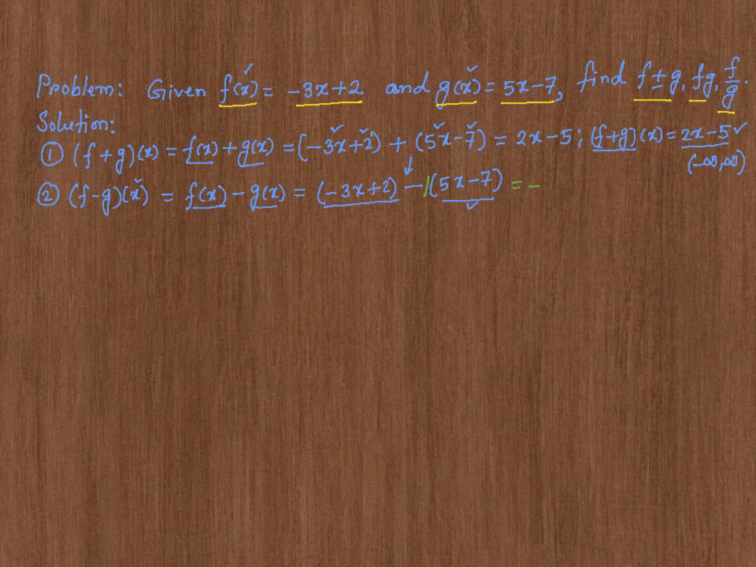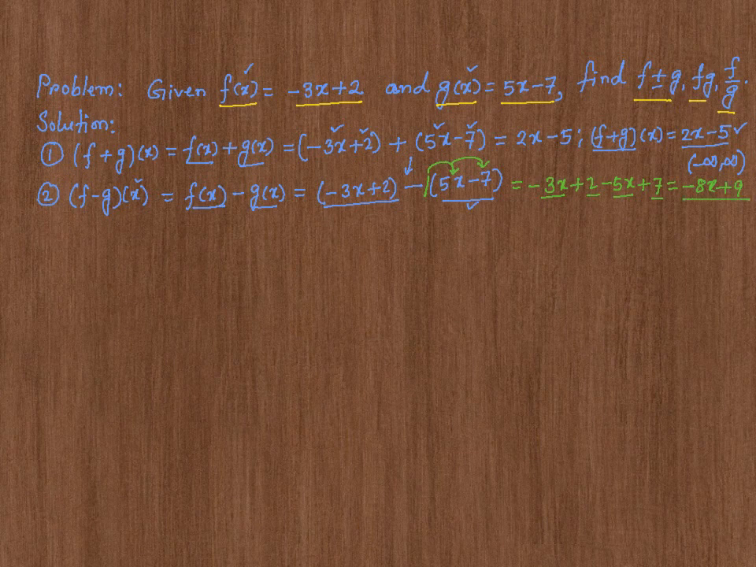So the first thing is negative 3x plus 2. Then negative 1 times 5x is negative 5x. And negative 1 times negative 7 is positive 7. Now if I combine the like terms, negative 3x minus 5x is negative 8x. And then 2 plus 7 is 9. So this is my f minus g of x.